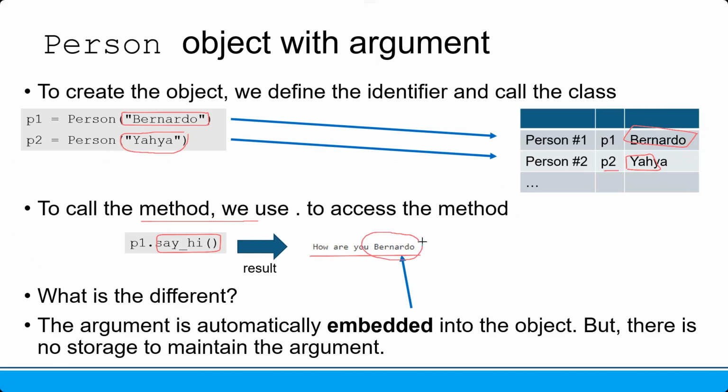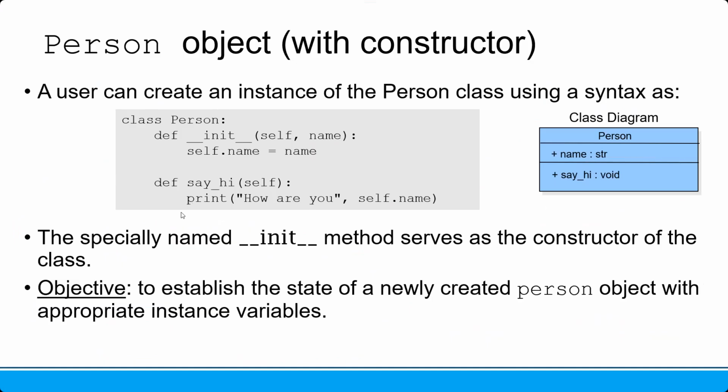In order to do this, what is the difference from the previous example? In the previous example, we do not have any information about the name. We don't have any specific information about the class. So we need to put what we call an argument. The argument is automatically embedded into the object, and there is no storage to maintain the argument. In this case, we do not deal with a database, we just deal with the object.